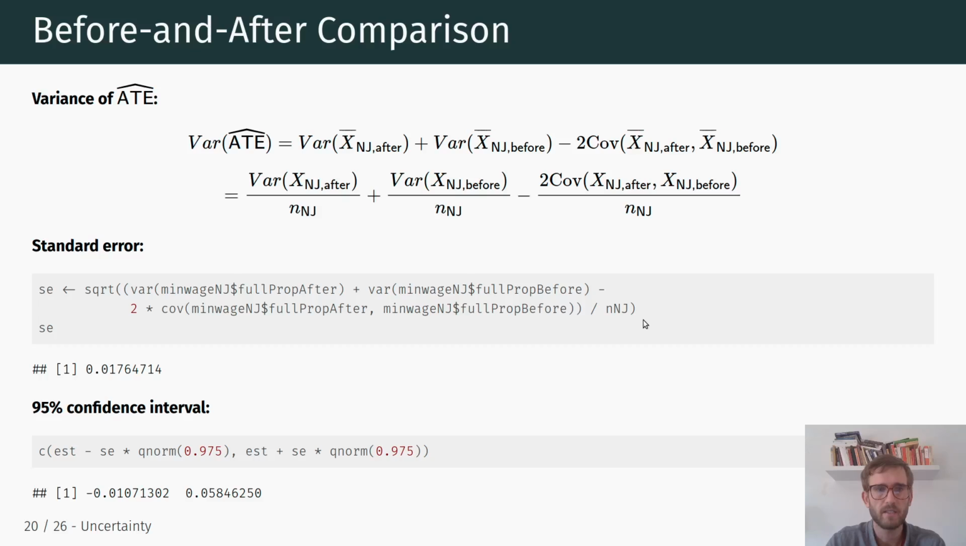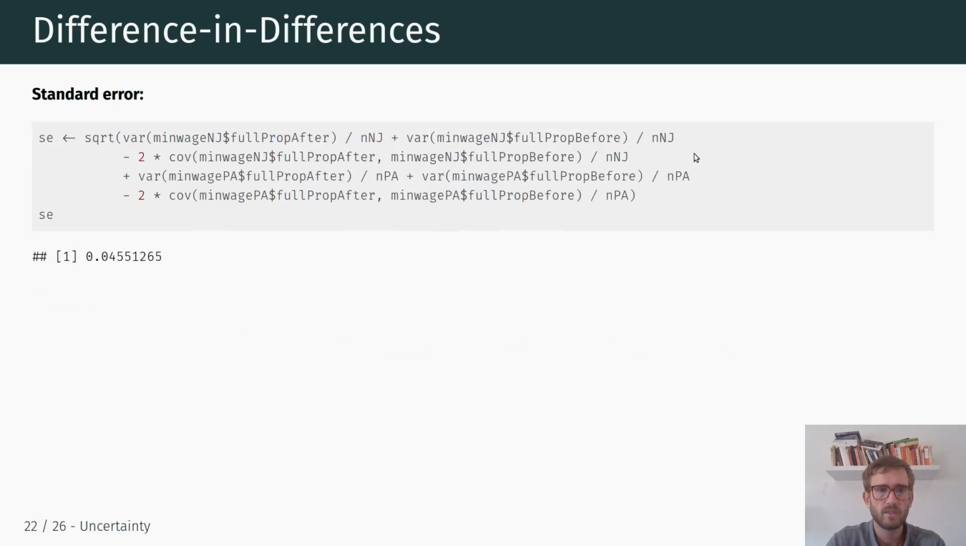We refer back to the way we computed this in our before and after comparison, where we have to take into account the covariance between New Jersey after the minimum wage increase and New Jersey before the minimum wage increase. So in order to do this in R, we have the variance in New Jersey after divided by the sample size plus the variance in New Jersey before the minimum wage increase divided by the sample size minus 2 times the covariance between before and after in New Jersey, and the same thing for Pennsylvania. And we see our standard error is around 0.045.